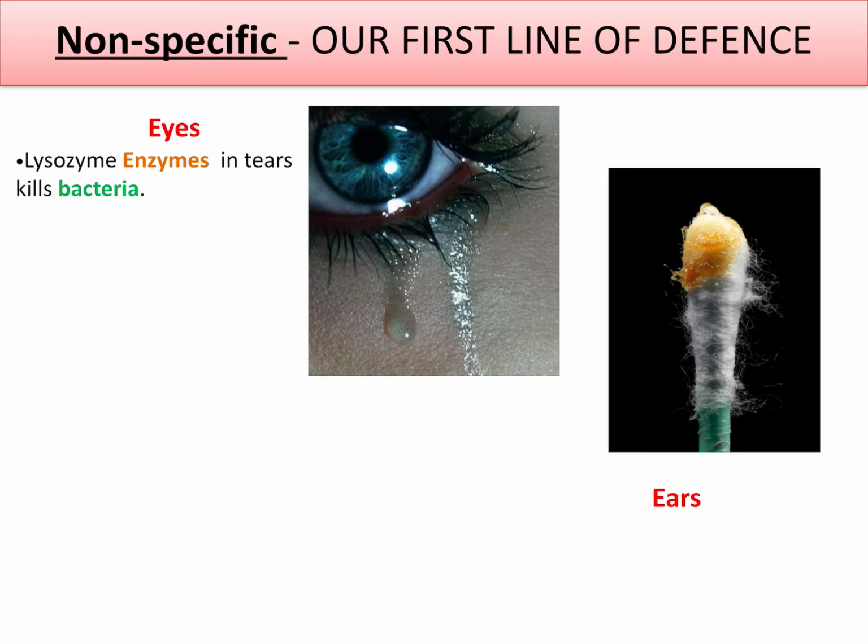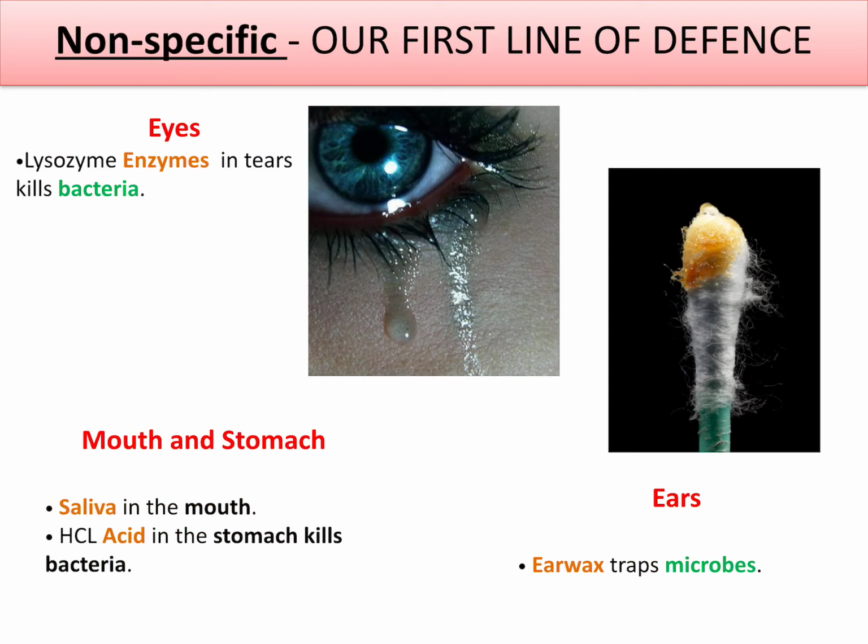So hopefully in your starter, you managed to have a go at coming up with some of these. Our first line of defence is what stops pathogens getting into our bodies. In our eyes, our tears produce enzymes that help to kill the bacteria on our skin, believe it or not. That horrible picture there of the ears: earwax can trap the microbes to prevent them getting in. And in our mouth and our stomachs, you might remember this from the digestion topic, the saliva in the mouth and hydrochloric acid in the stomach will help to kill the bacteria too.